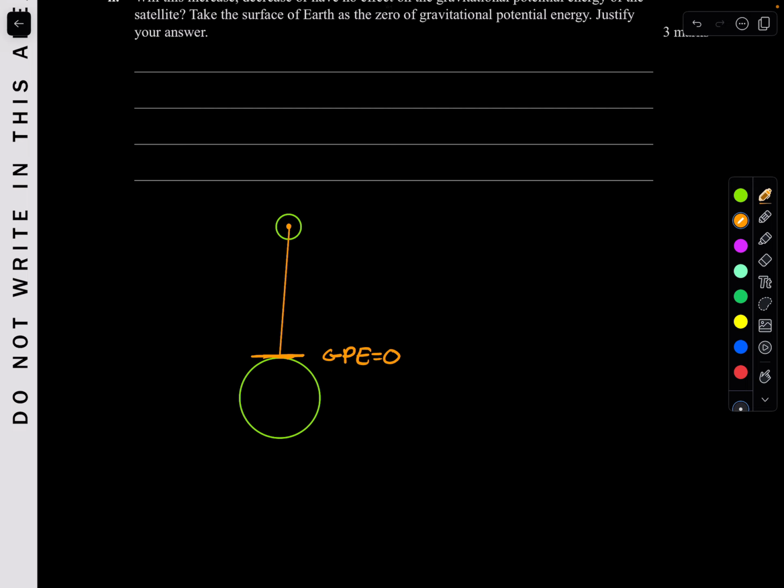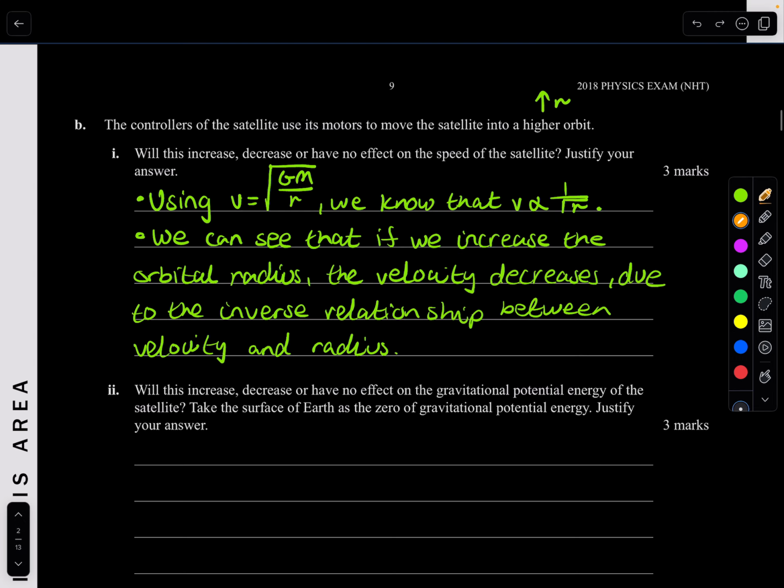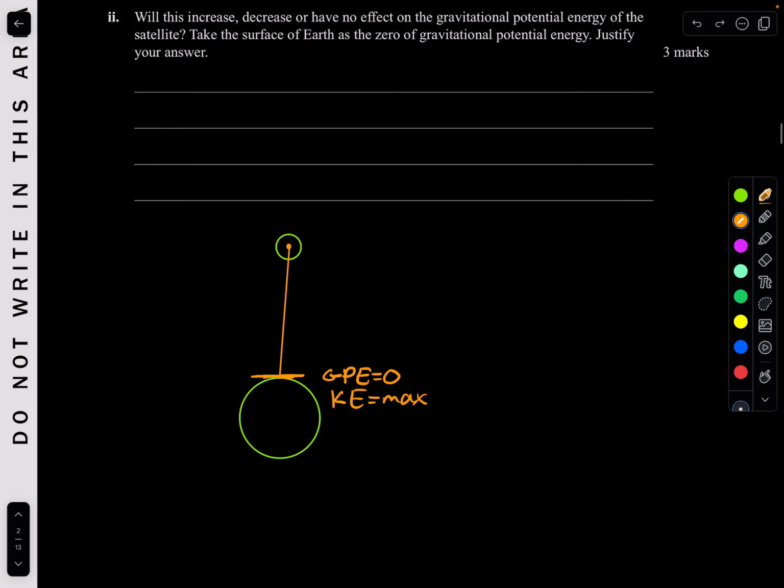But we know the total mechanical energy, which includes both the gravitational and the kinetic energy, should be a constant value. So if GPE is 0, we know at the bottom the kinetic energy must be at its maximum value. But as we go above and above, what happens? We know that the kinetic energy is going to decrease, because as r increases, velocity decreases. And remember, kinetic energy depends on velocity. If we have 0 velocity, we have no kinetic energy. If we have higher velocity, we have high kinetic energy. As we're going higher and higher, our velocity is decreasing, hence our kinetic energy is decreasing.